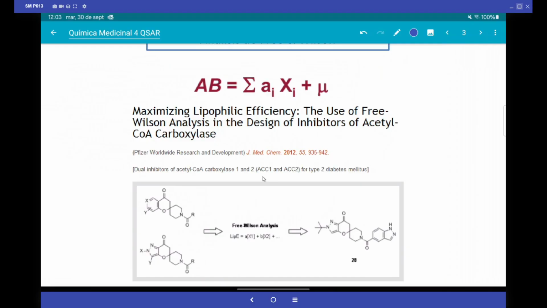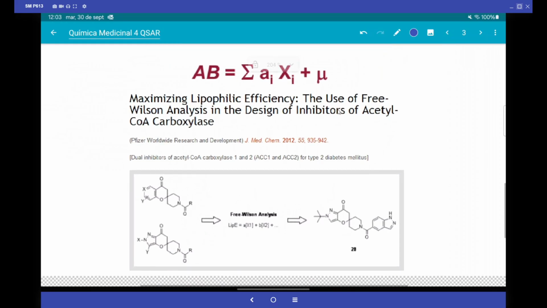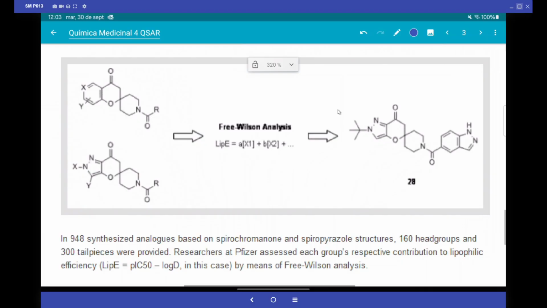Then it says, maximization of lipophilic efficiency, use of the analysis of Free-Wilson in the design of acetyl-CoA carboxylase inhibitors, which is a type of strategy to create an anti-diabetic molecule. And who did it? The following authors. Here it is, and we are going to do this type of analysis.